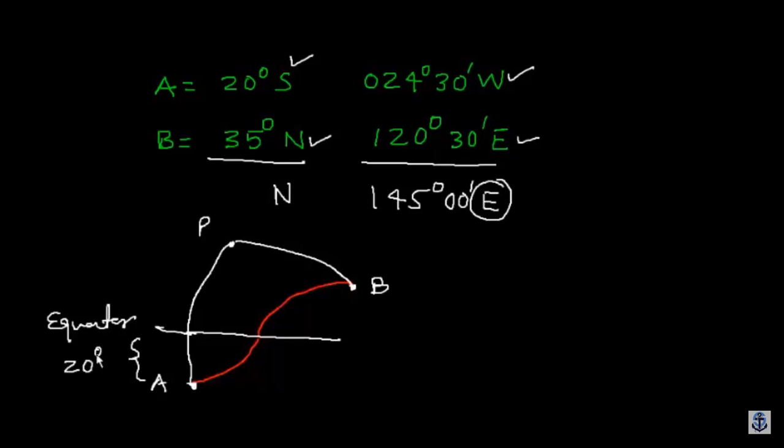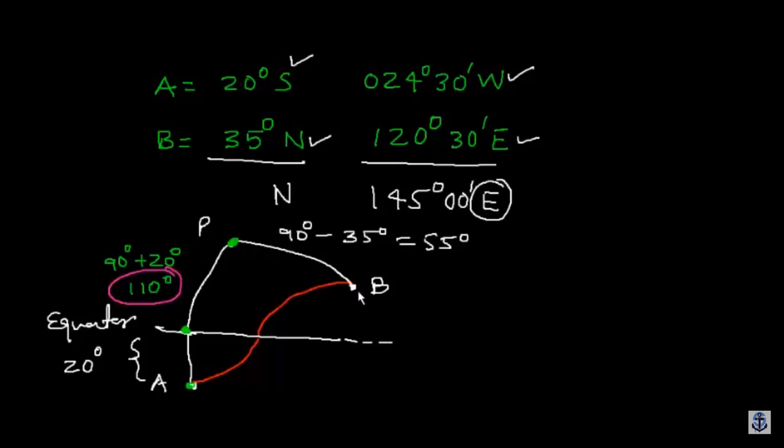So we get PA, PB in our diagram. Now this is 20 degrees, and from pole to equator is 90. So PA is equal to 90 plus 20, that is 110 degrees. Then PB: equator to B is 35, so 90 minus 35 is equal to 55 degrees. So we have PB, we have PA, and we have angle P, that is our D long, that is 145 degrees. We need to calculate the AB distance.